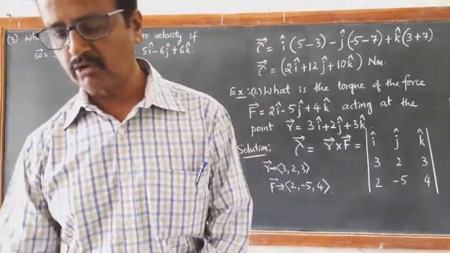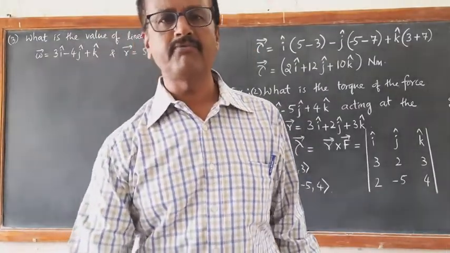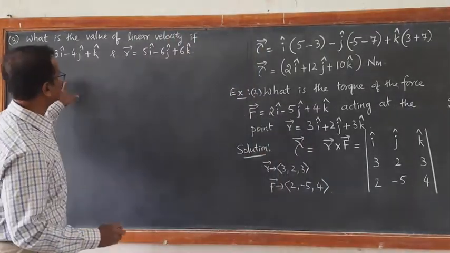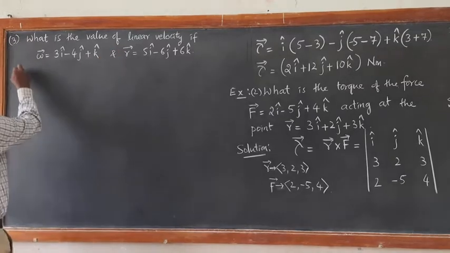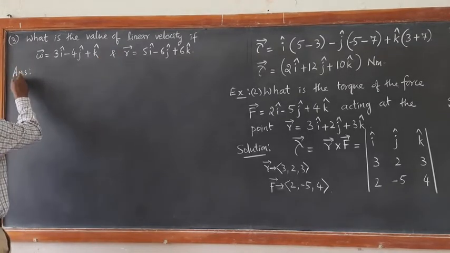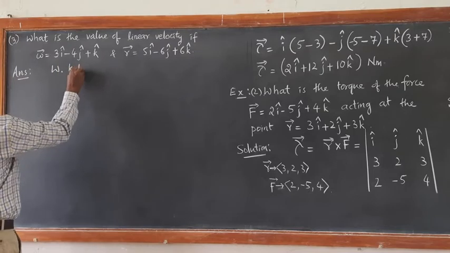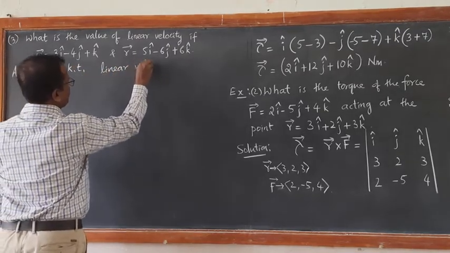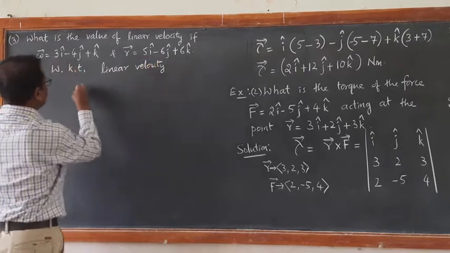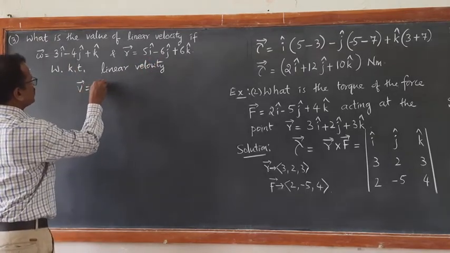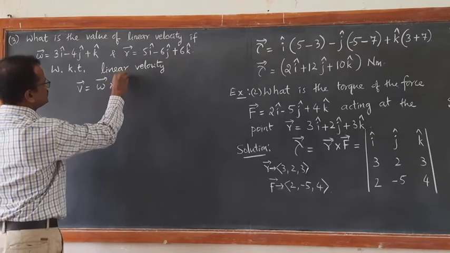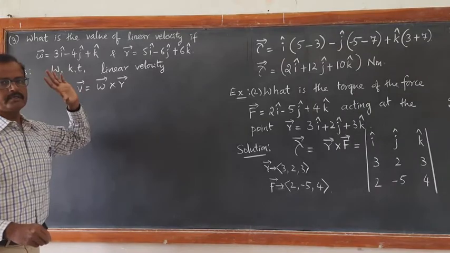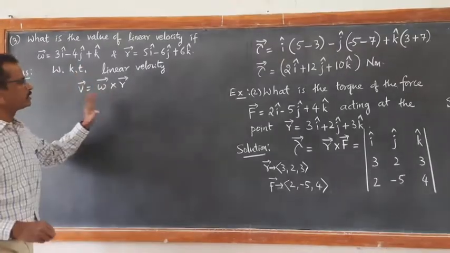Only difference is you have to find the appropriate equation for finding the linear velocity. We have studied the relation between linear velocity and angular velocity. So we know that linear velocity v vector is equal to omega cross r. Please remember this, don't change the order. If you change the order, your answer is going to be wrong.